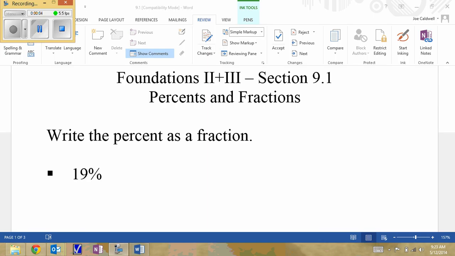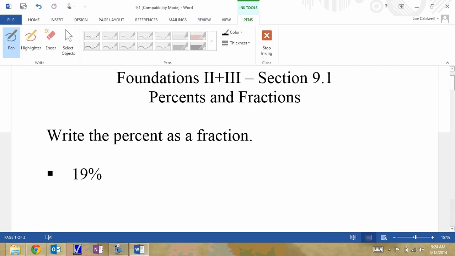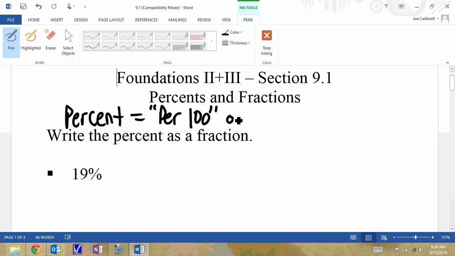All right, we will begin Chapter 9, which deals with percents, and Section 9.1 deals with percents and fractions. The word percent literally means per 100 or over 100. So we're going to write that down right now as our first vocab word. Percent literally means per 100 or over 100.